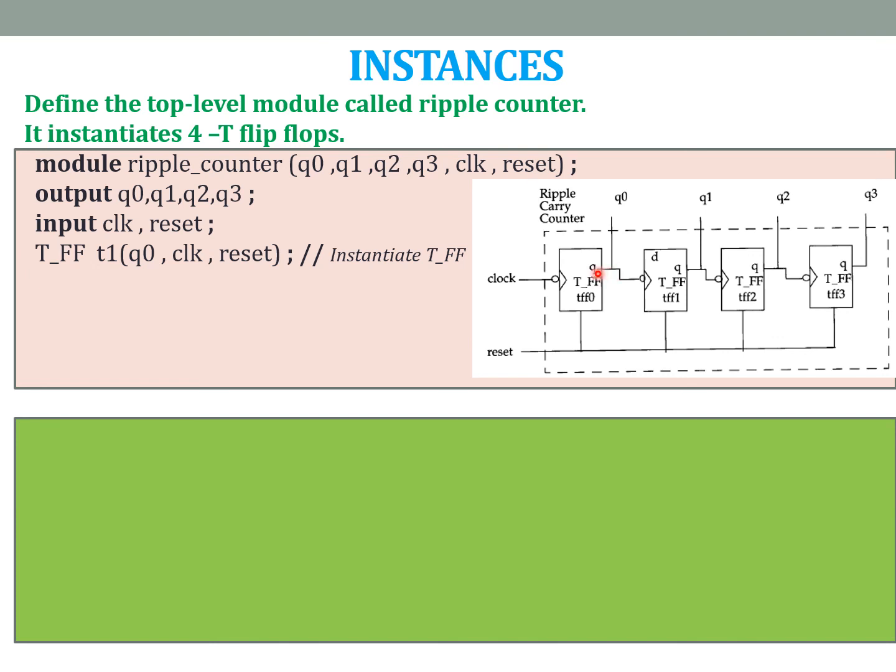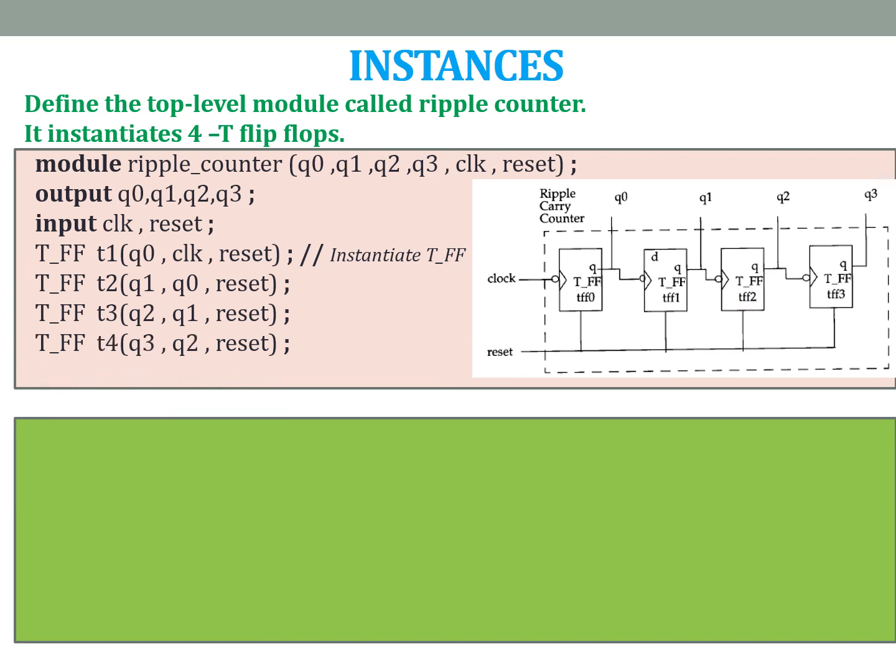So for the first T flip-flop, we have Q0 as the output, clock and reset as the input. Similarly, for the second T flip-flop, we have Q1 as the output, Q0 and reset as the input. For the third flip-flop, we have Q2 as the output, Q1 and reset as the input. Similarly, for the fourth T flip-flop, we have Q3 as the output and Q2 and reset as the inputs. Finally, the module is ended using the keyword endmodule.